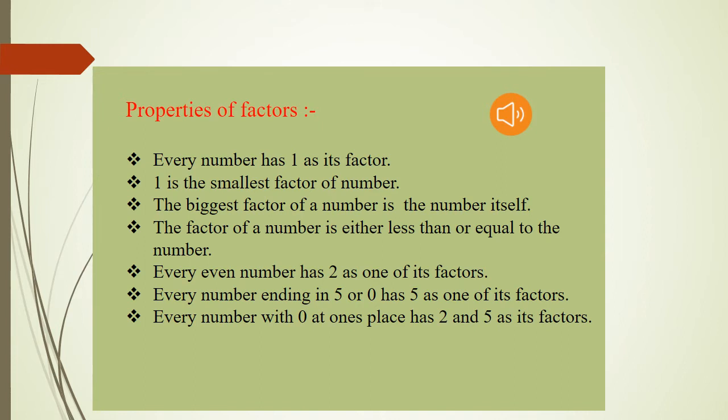Every even number has 2 as one of its factors. Every number ending in 5 or 0 has 5 as one of its factors. Every number with 0 at the ones place has 2 and 5 as its factors.